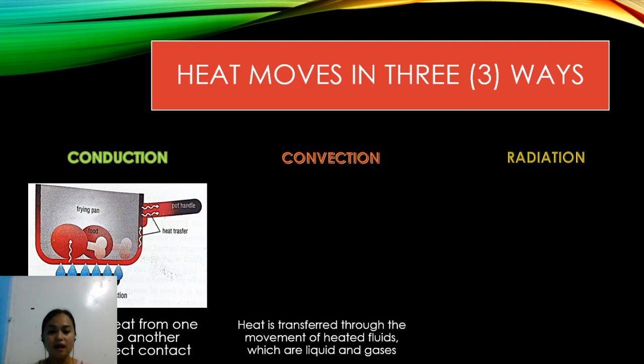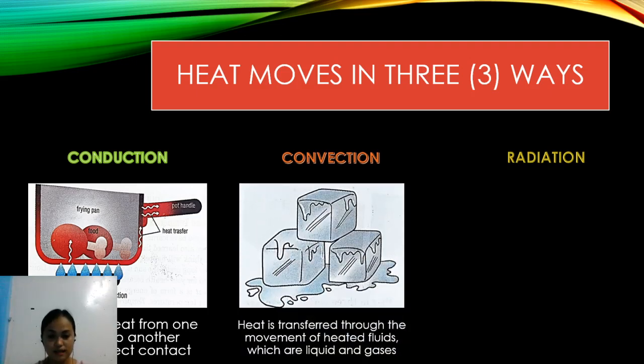So let's have convection. Heat is transferred through the movement of heated fluids, which are liquids and gases. An example is ice cubes melting through convection. Another example is when you are eating ice cream, it will melt because our environment is hot. Heat is everywhere.